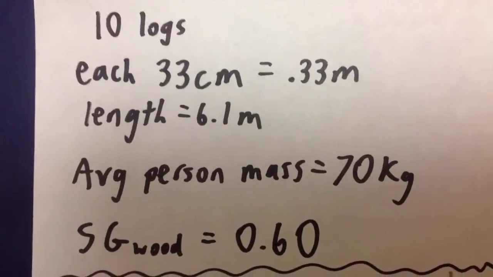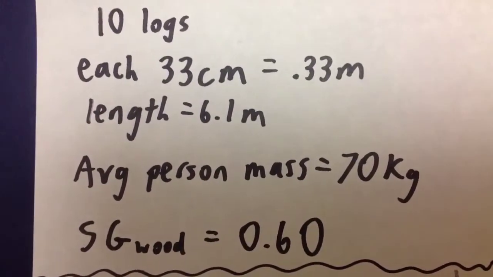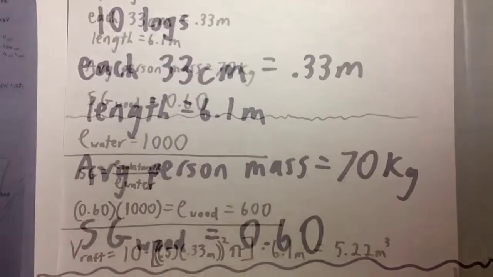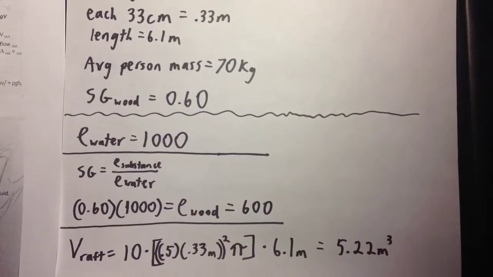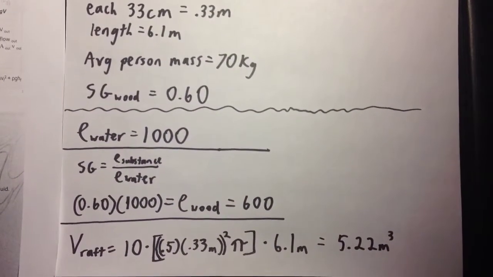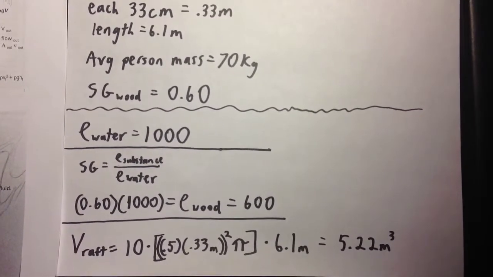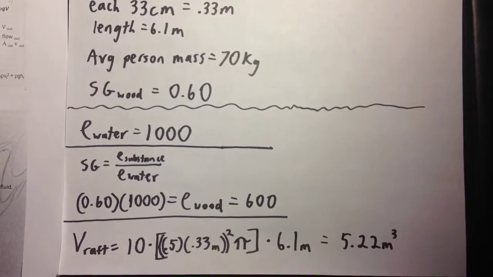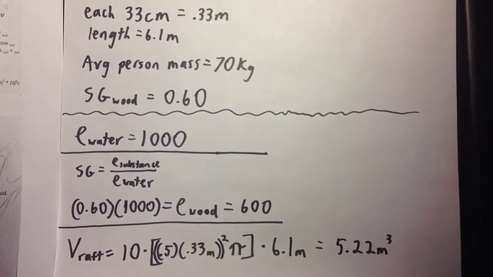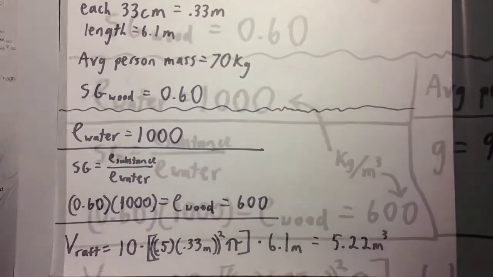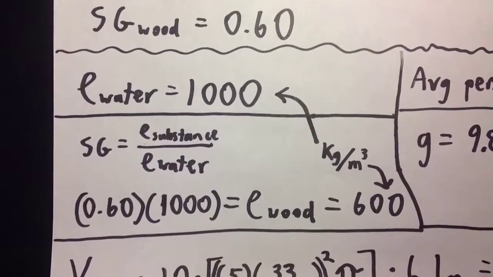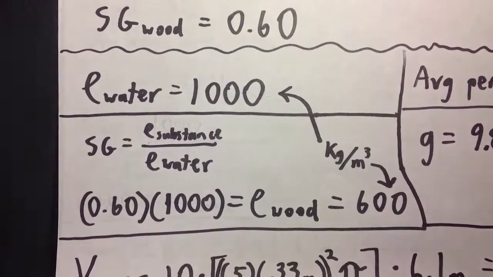All of this information is given to us in the problem, and we can use it to solve for certain variables. The density of water, or rho water, is always 1,000. And since SG is given in the problem as 0.60 and rho water is 1,000, we can use this to solve for the density of wood, which ends up being 600. The units for density are kilograms divided by meters cubed.